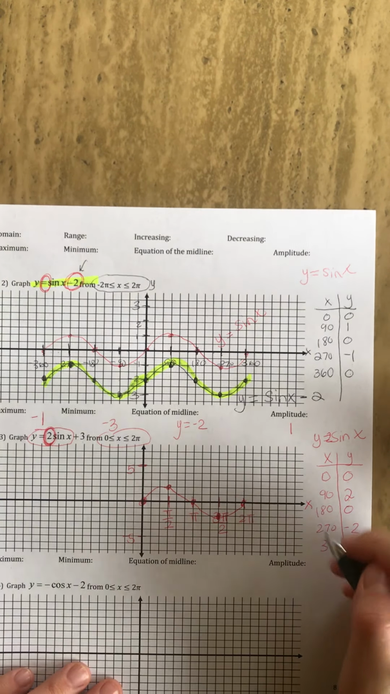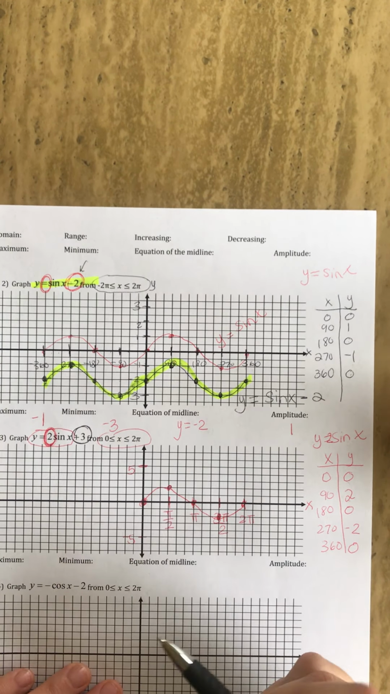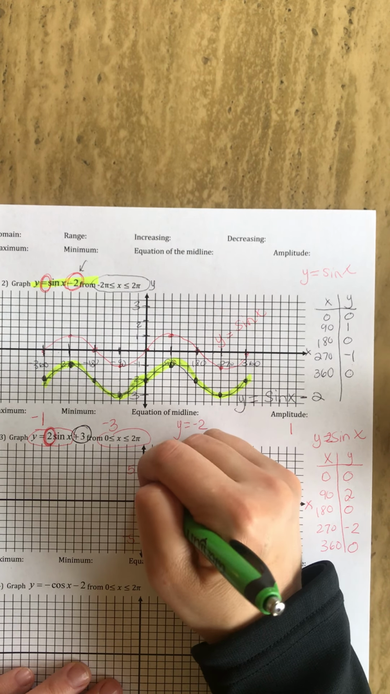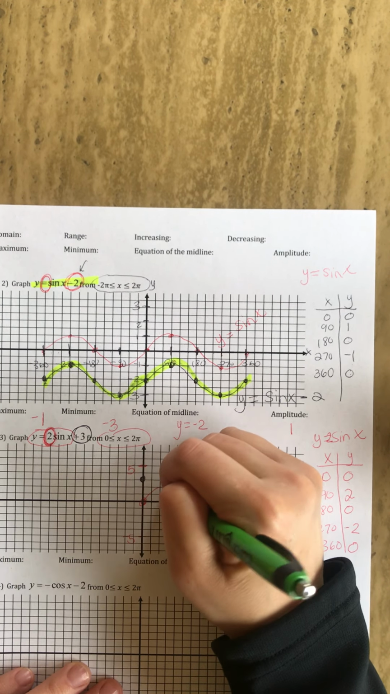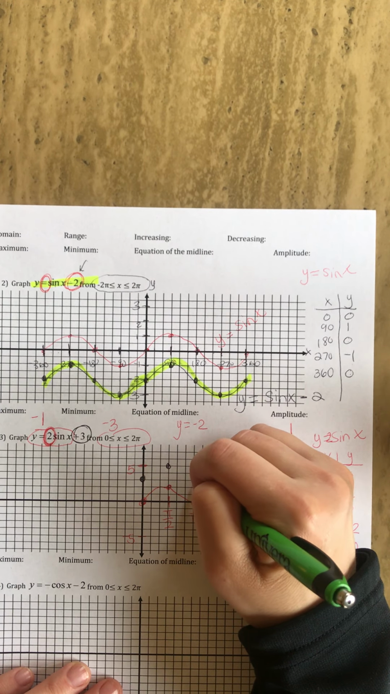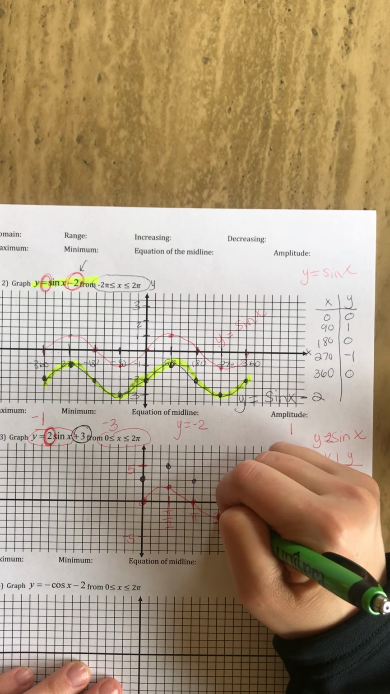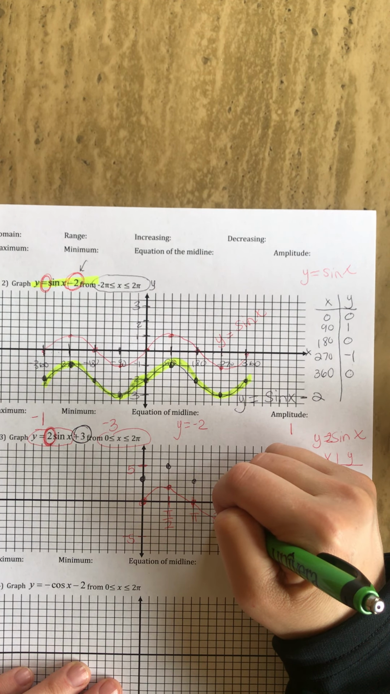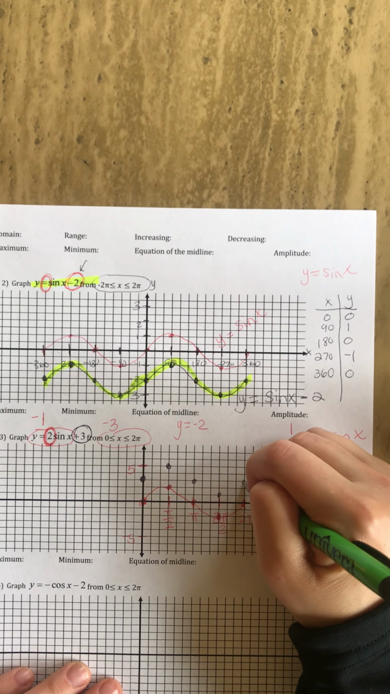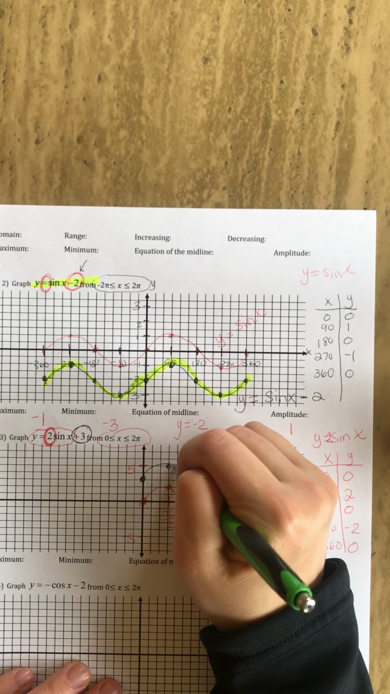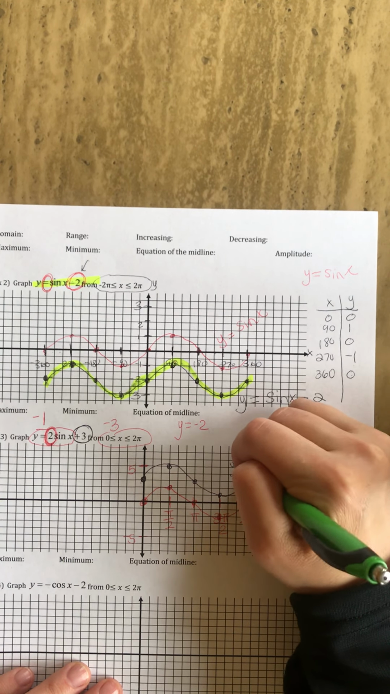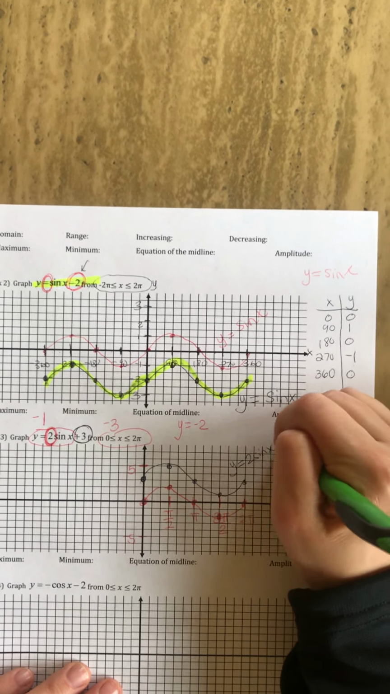Okay, now this plus 3 means you're shifting every point up 3 units: 1, 2, 3. So you're going to have this right here, and that's going to give you y equals 2 sine x plus 3.